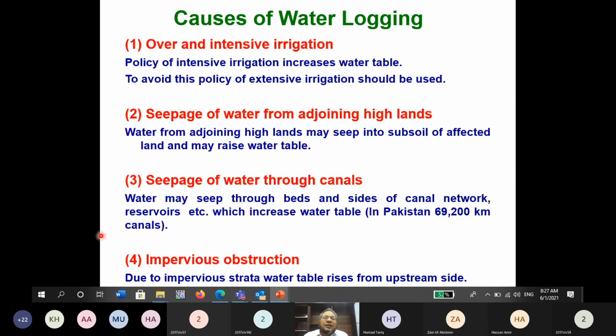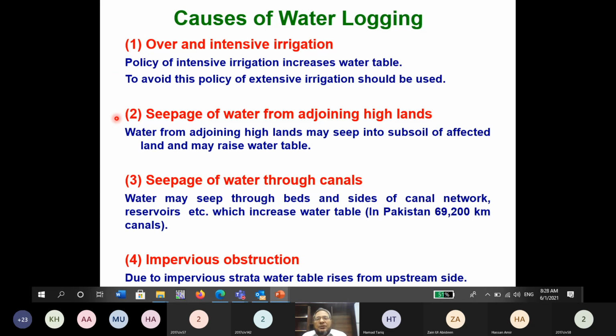These are explained here. Over irrigation, policy of intensive irrigation increases water table. As I mentioned, if we do the irrigation by flooding and apply a lot of water, definitely that too much water is not required by the root zone of the crops. What happens is that with passage of time it infiltrates into the ground and raises the water table. To avoid this, the policy of intensive irrigation should be avoided.